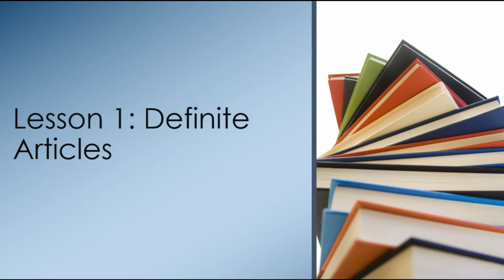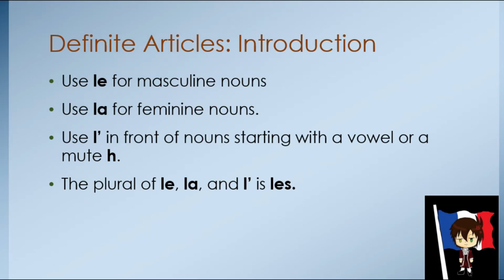Alright, so let's start with the first lesson, Definite Articles. We have 4 definite articles, starting with le, la, l apostrophe, and les. Ginagamit natin ang le pag masculine yung noun, at la naman pag feminine. L apostrophe pag in front of noun starting with a vowel or a mute h, regardless ng gender. At les naman yung plural.